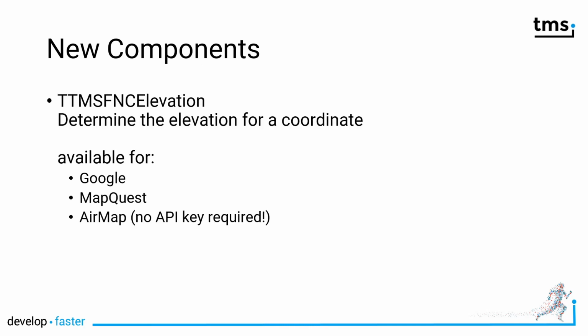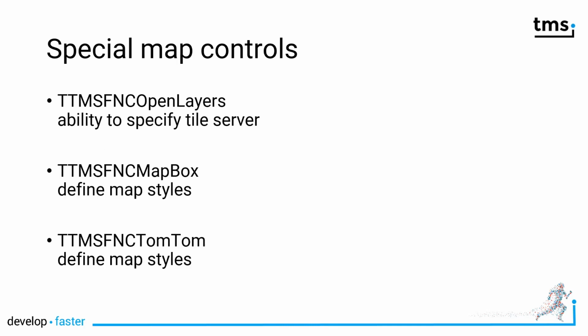Also added was a new component to get the elevation for a coordinate. This component makes use of the elevation services of Google, MapQuest, or AirMap. The advantage of AirMap is that you do not even need an API key and sign up for the service. You can use it right out of the box.